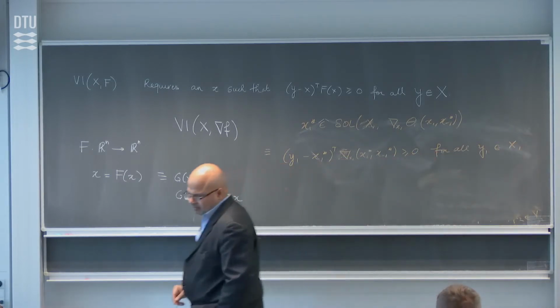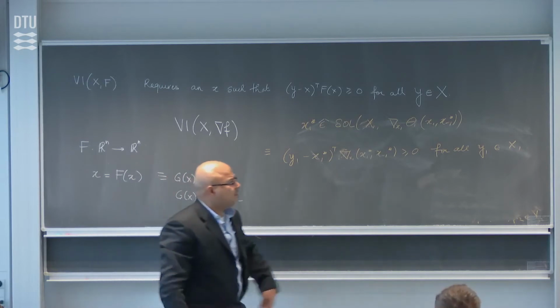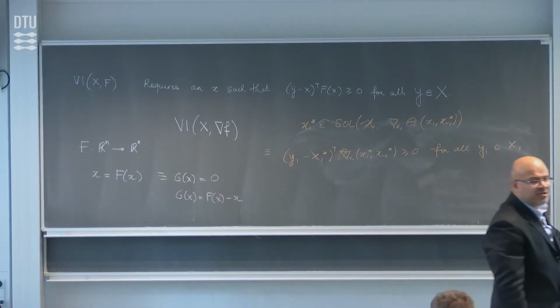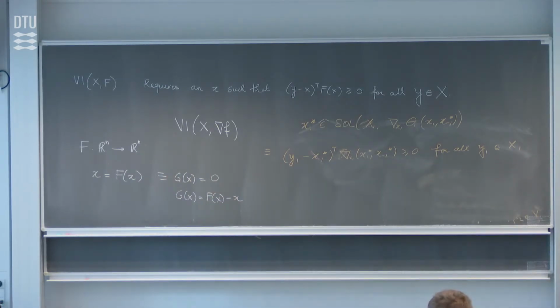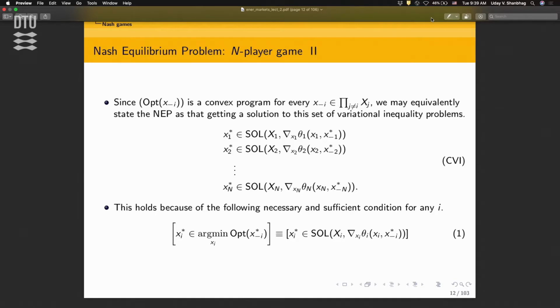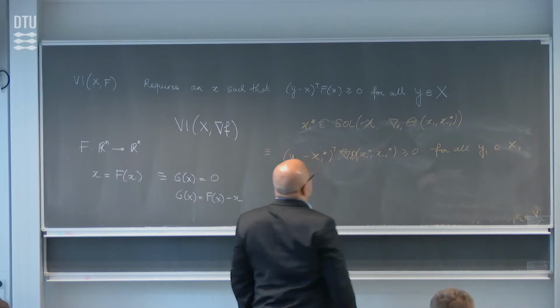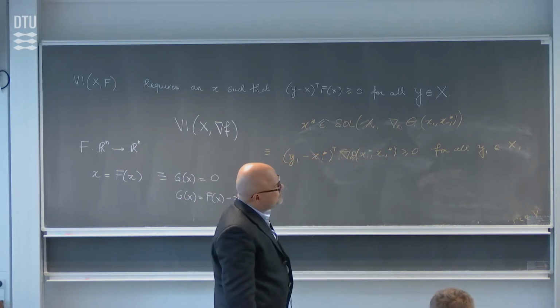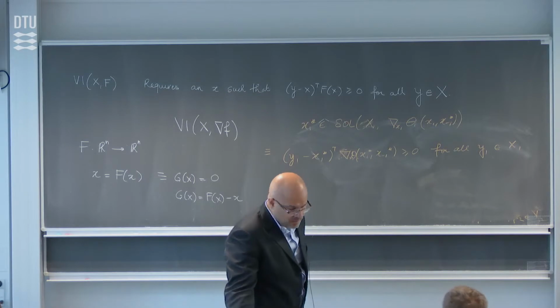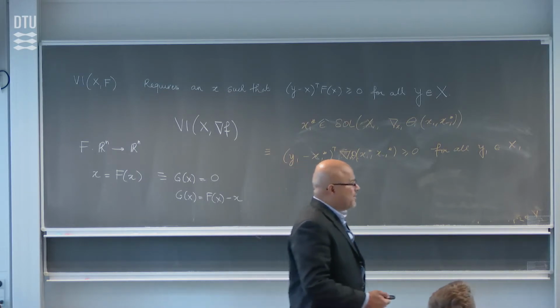Okay, that's equivalent. So now if you look at these, there are n variational inequalities, not one, n. Right? Because each of these, but they're not independent, they're coupled. Okay. So now you've got n variational inequalities.